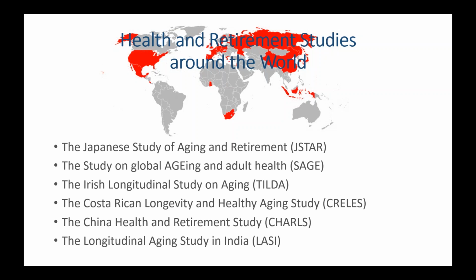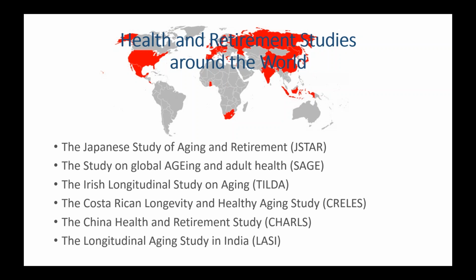Then in 2011, the Chinese Health and Retirement Survey started. It's conducted every 2 years. It's a nationally representative panel survey of Chinese peoples aged 45 and older and their spouses. And the CHARLS sample was drawn from 150 counties in 28 provinces.